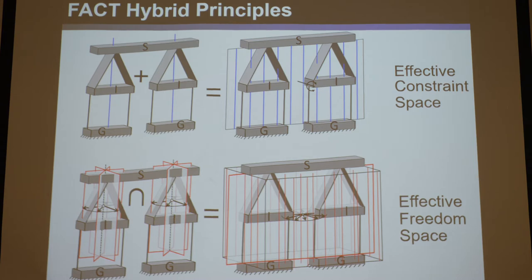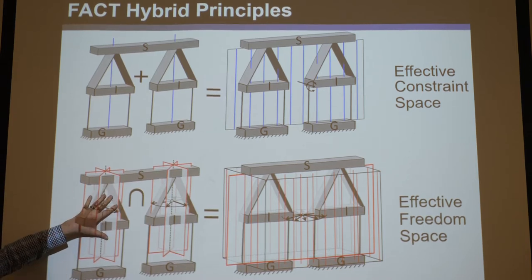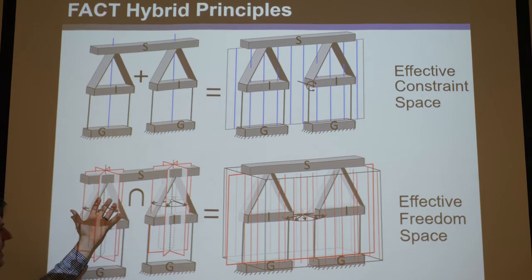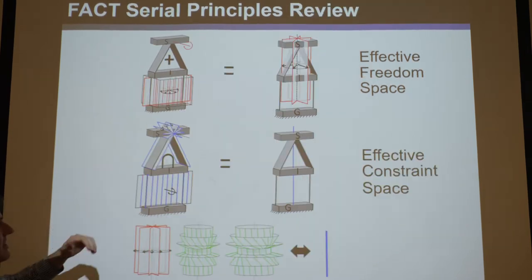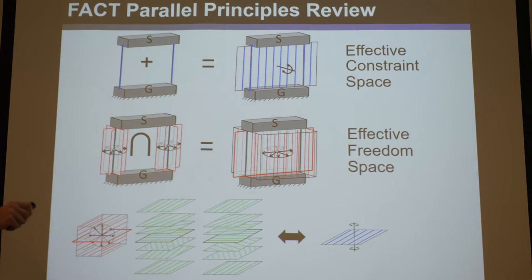If you just have the effective constraint space, and they're in parallel, you add them together in parallel, and you get this. And if you take their freedom space, the freedom space of this is intersecting red planes, and then you'd find the intersection of them. So it's the same as this slide.